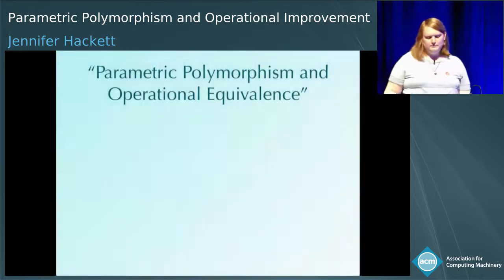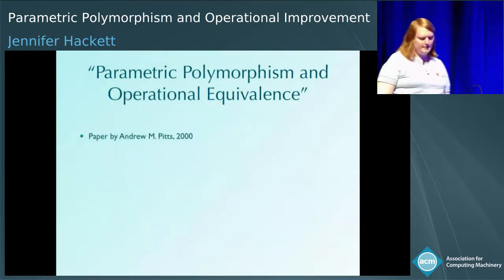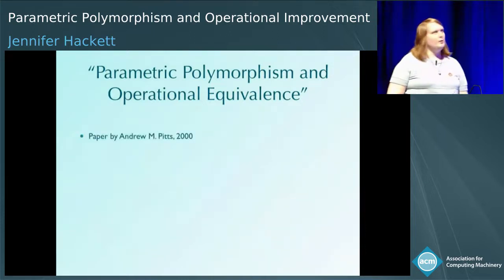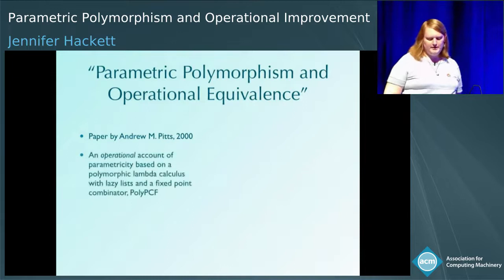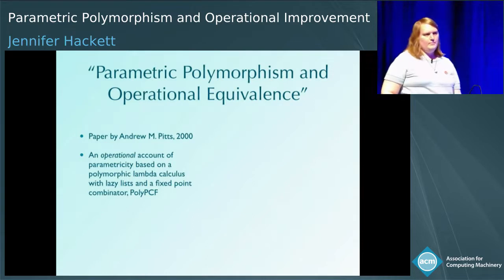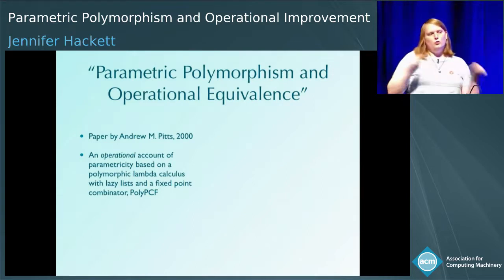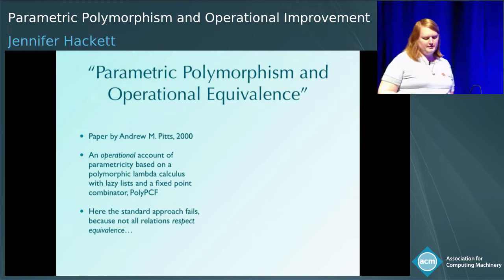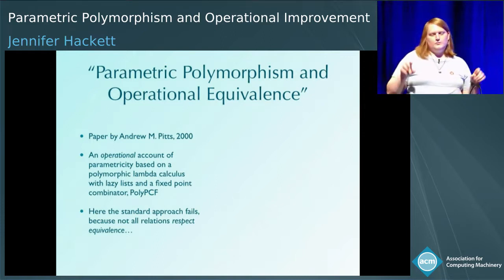Luckily, someone's already done that. Andrew Pitts gave an operational account of parametricity that is based on this language poly-PCF. The details aren't that important, but it's just a lambda calculus with lists and fixed points. But the thing is, now you can't think about all relations, because there are some relations that don't actually respect the things you want the relations to respect.